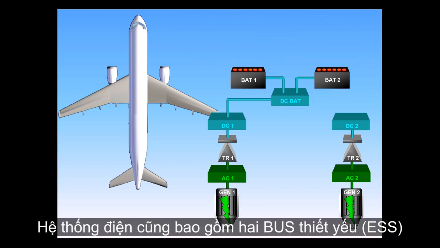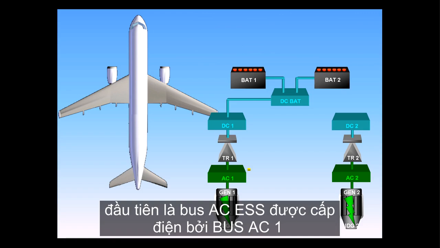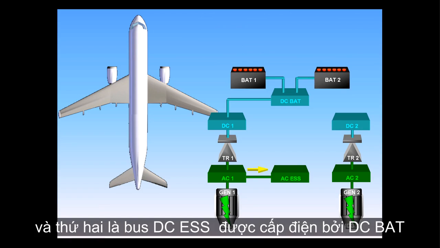The electrical system also includes two essential buses. The first one is the AC essential bus, fed by AC bus 1, and the second one is the DC essential bus, fed by the DC battery bus.